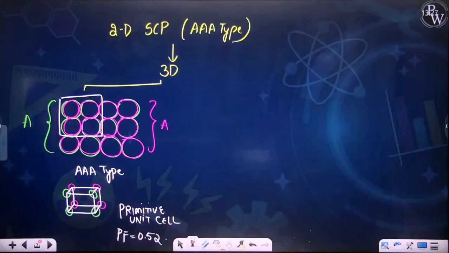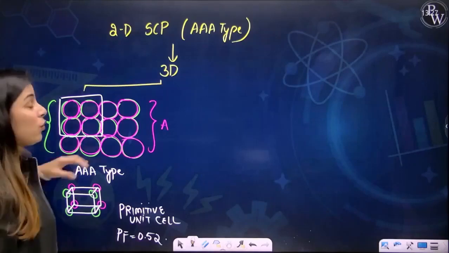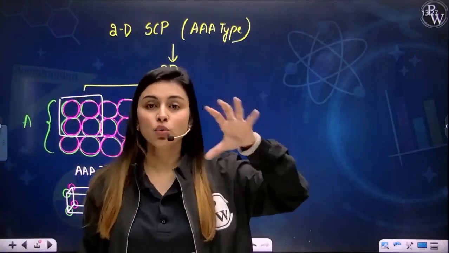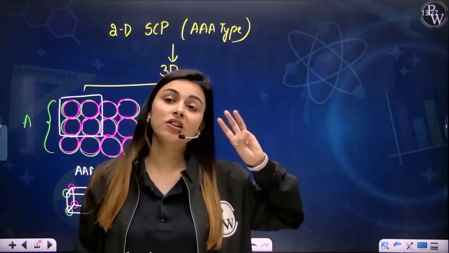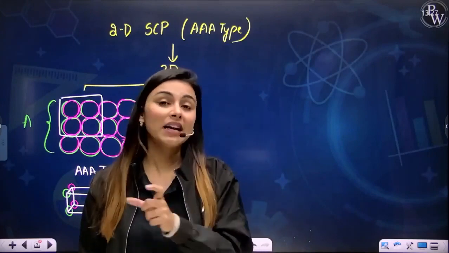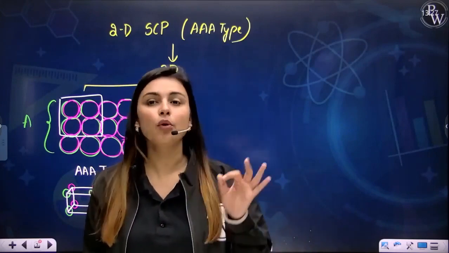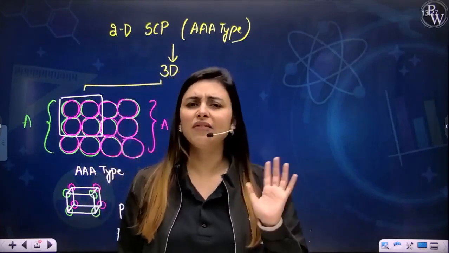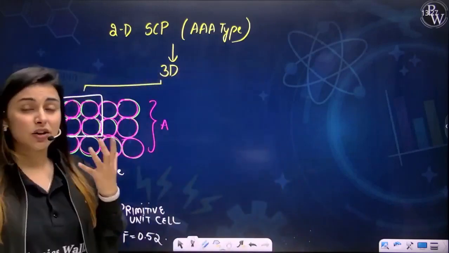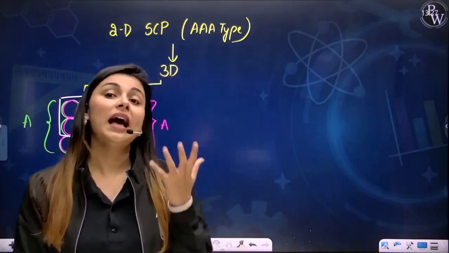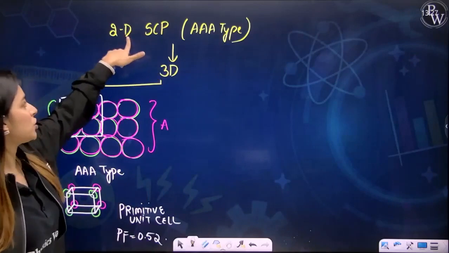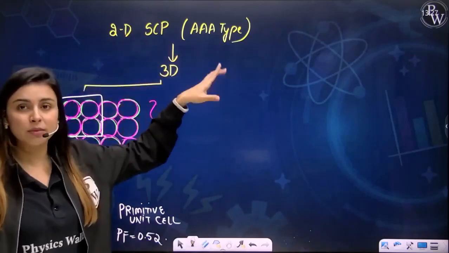Okay, I hope you've written it. Now, my dear students, now we understood that when we move from a two-dimensional square packing to the AA type of layering in the 3-dimension, we get a primitive unit cell, and the packing fraction of that unit cell is 0.52, right? Yes, that we have calculated, so we know that. Perfect, very good. Now, let's try to understand what will happen if we take this two-dimensional layering, AA type of layering, 3-dimension in a different way.